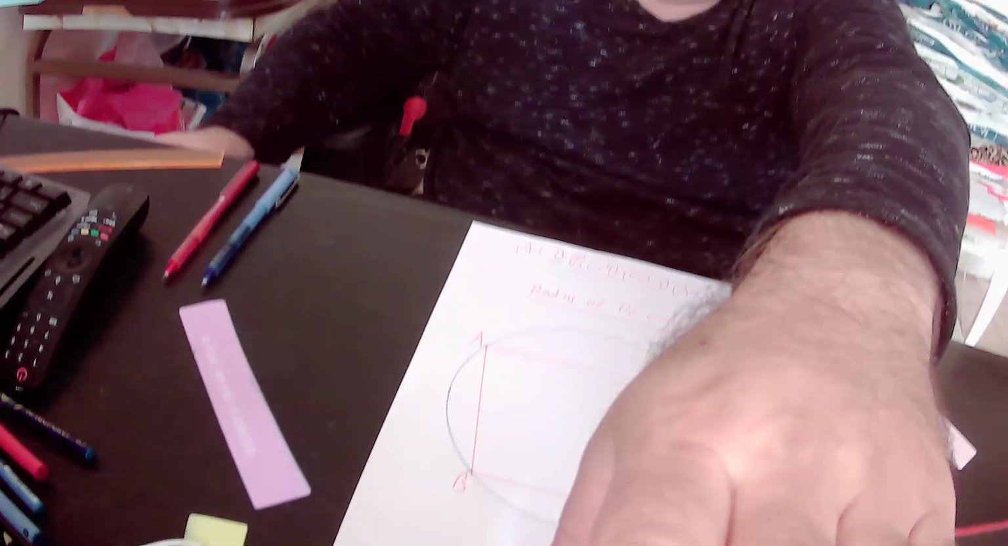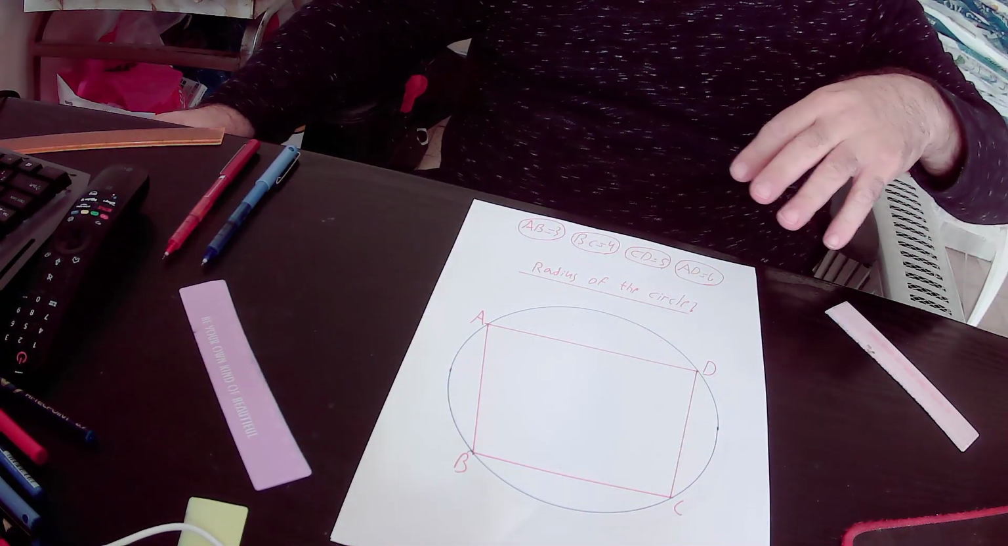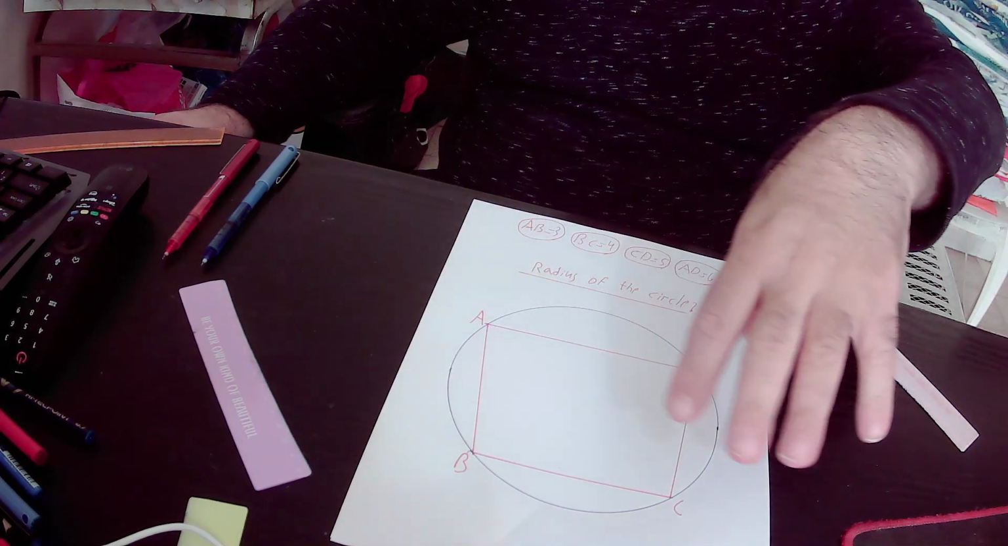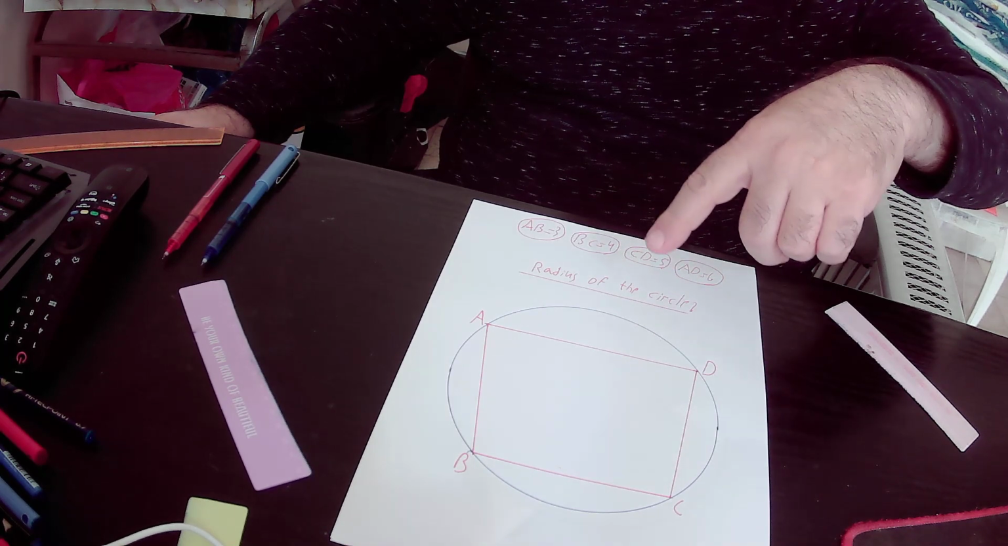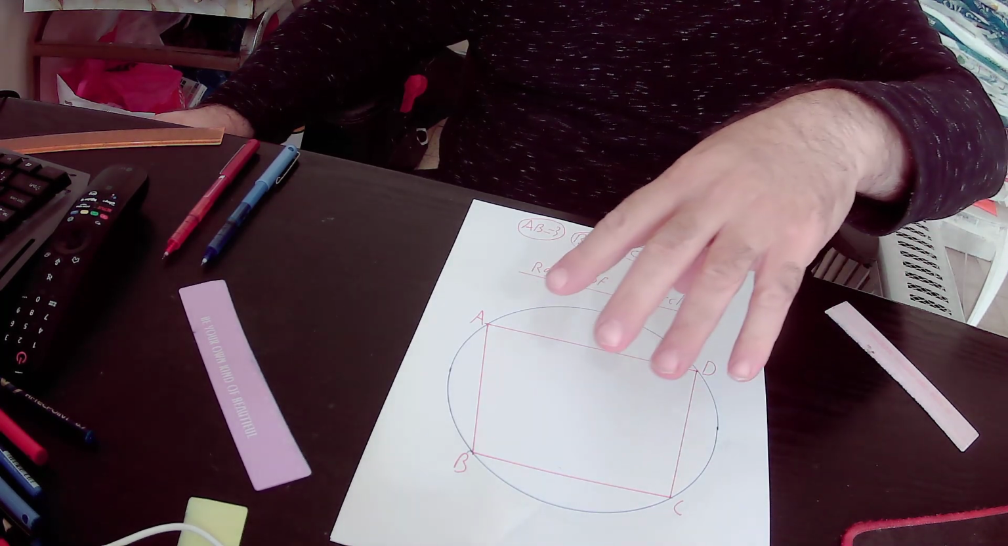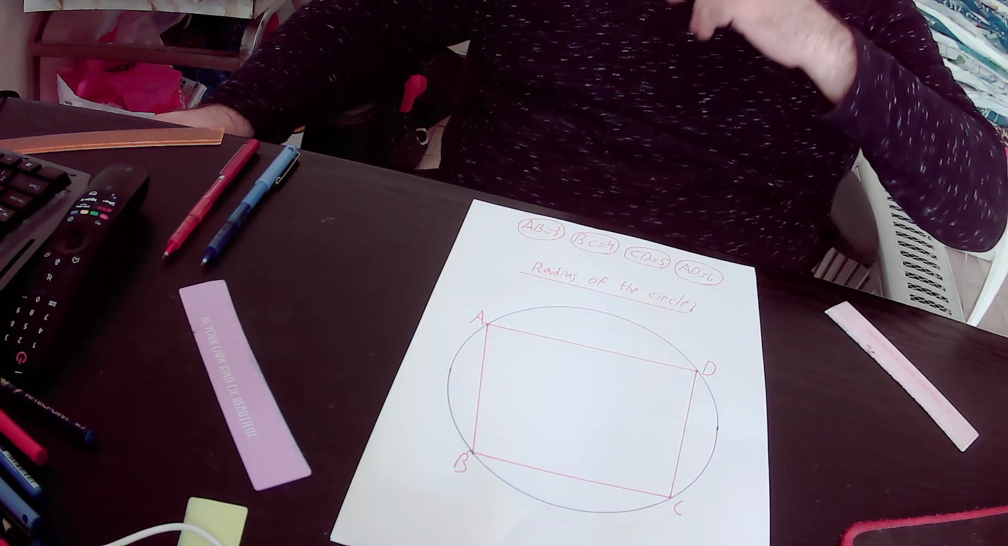Now, in this lecture, we will find out the radius of the circle. In the drawing, we have this blue circle, and inside the circle, we have quadrilateral ABCD.